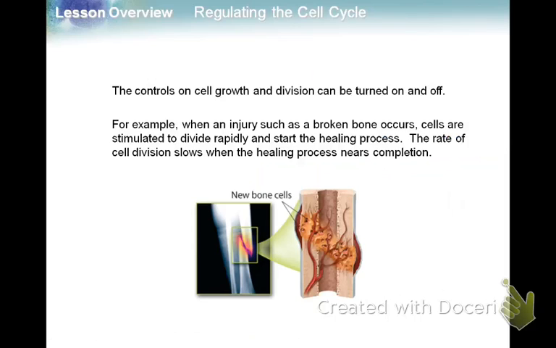When there's a broken bone or a separation or a cut between tissue or in the middle of a tissue, the cells then are stimulated to divide and start healing. Once cells start to come into contact with one another and the healing process is near completion, cell division slows down.